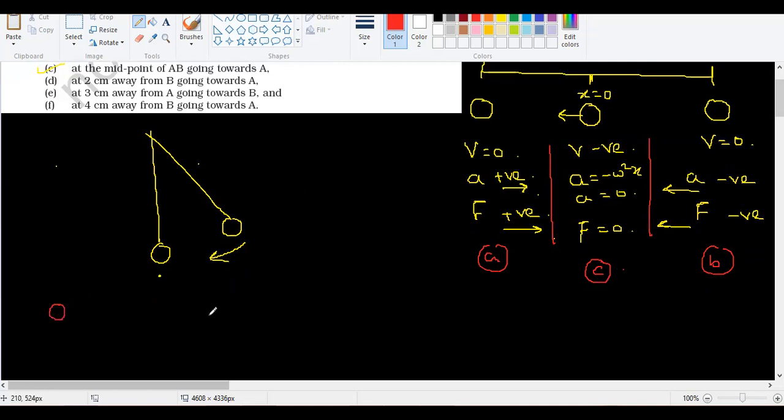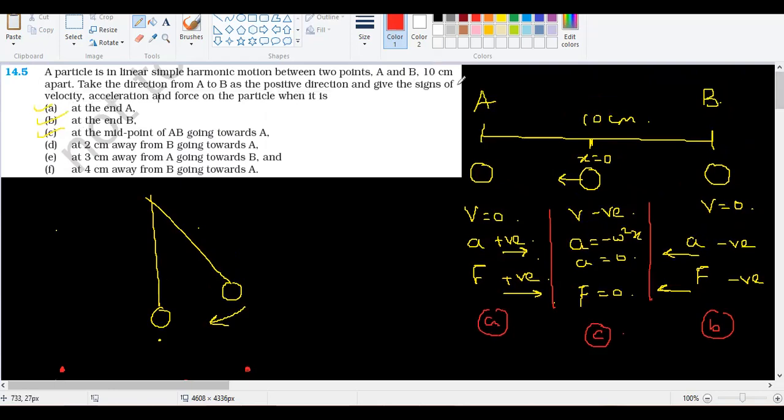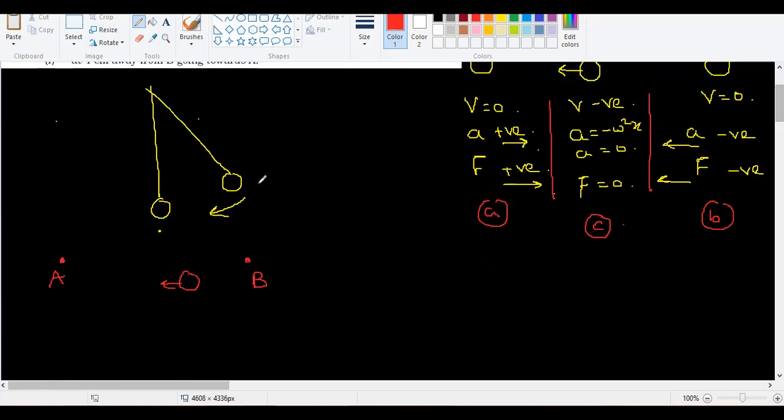You have point A and you have point B. But they said 2 centimeters away from B going towards A, which means it's here. They said 10 centimeters is the gap, which means 5 centimeters on one side. So this is 5 centimeters, this is 5 centimeters. They said this is 2 centimeters.